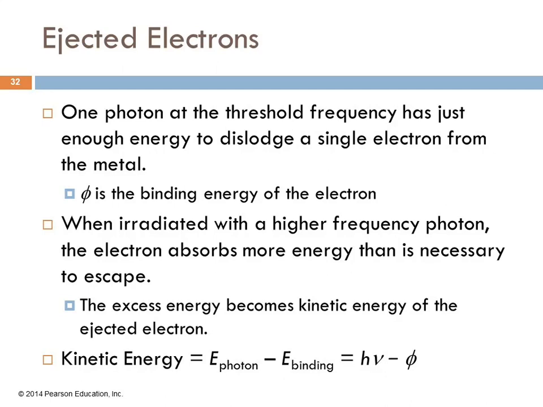Those electrons that got ejected, how does that relate to the light? Well, one photon at that threshold frequency has just enough energy to dislodge a single electron from the metal. Why do the electrons stay in the metal at all? Well, they are bound to their atoms.